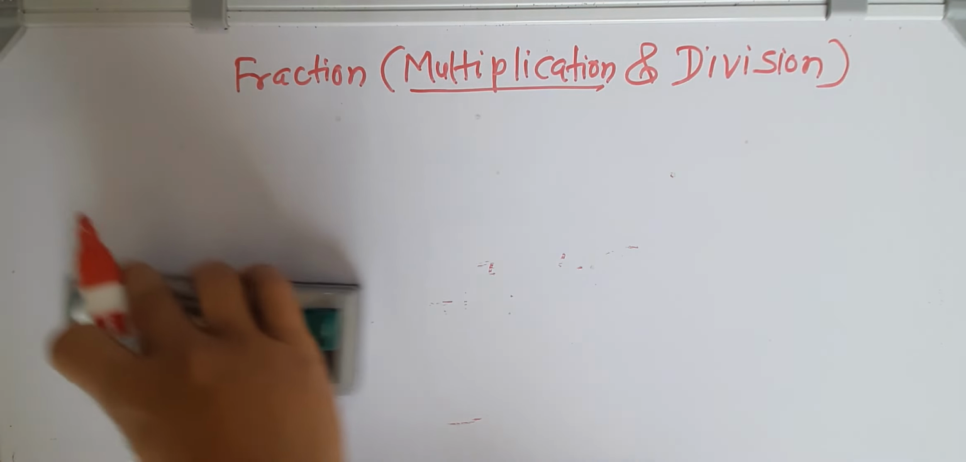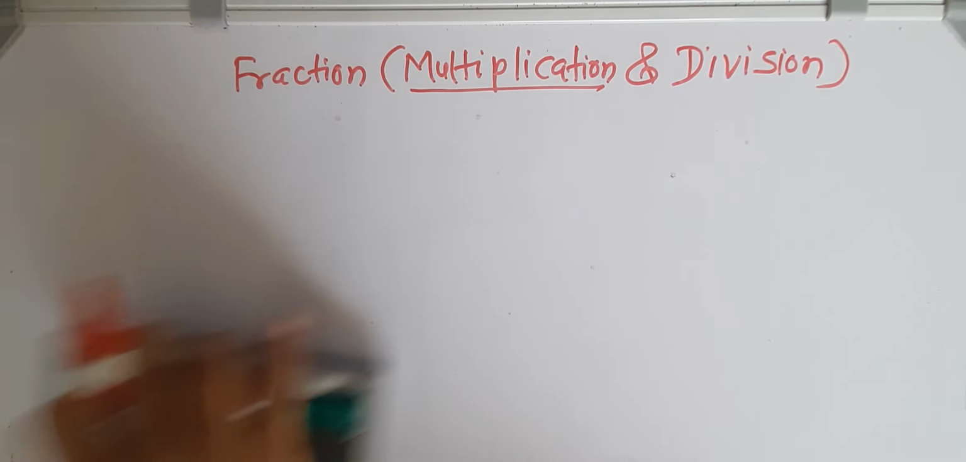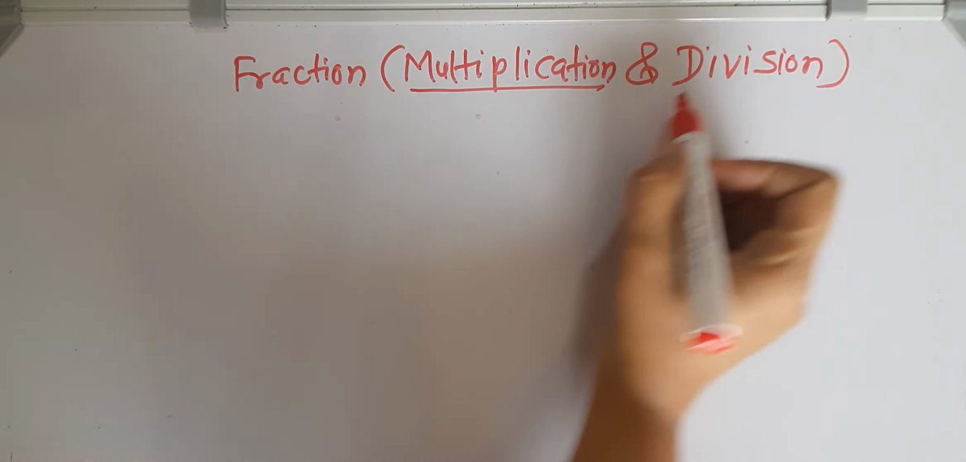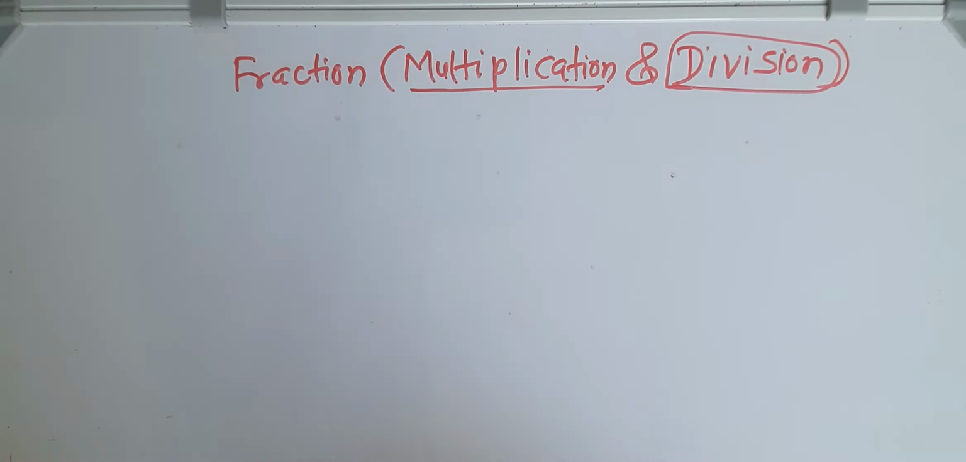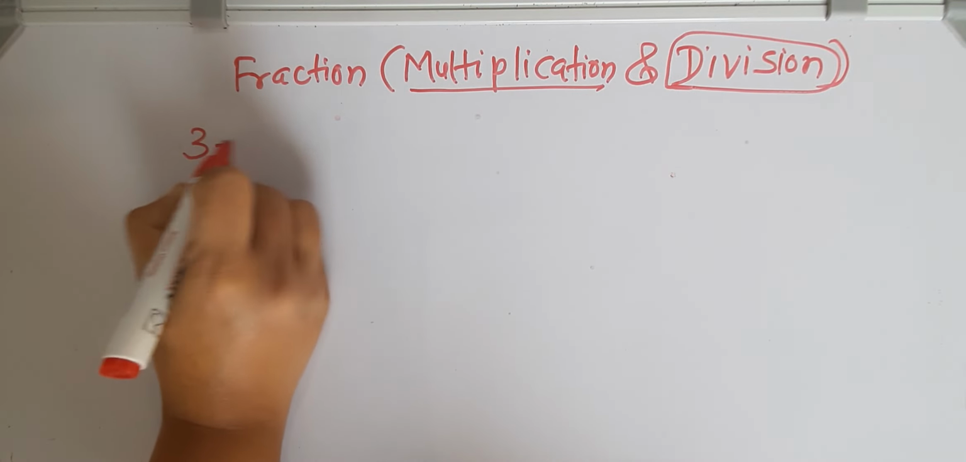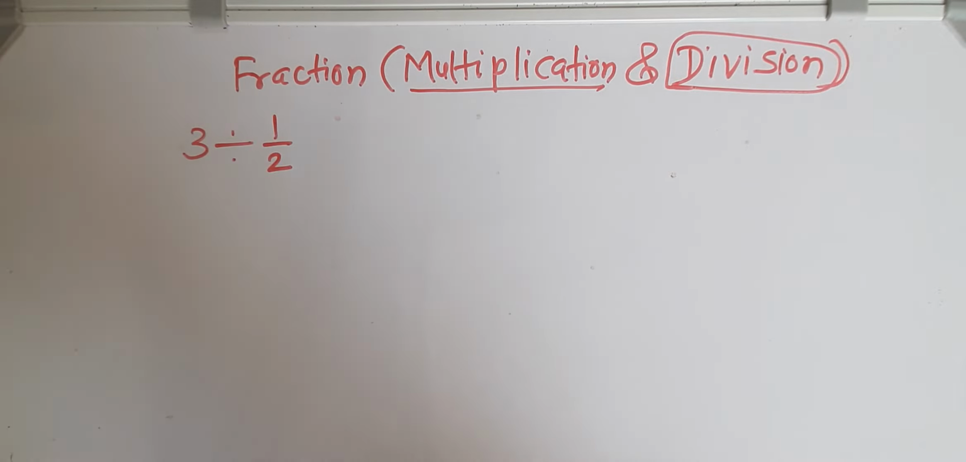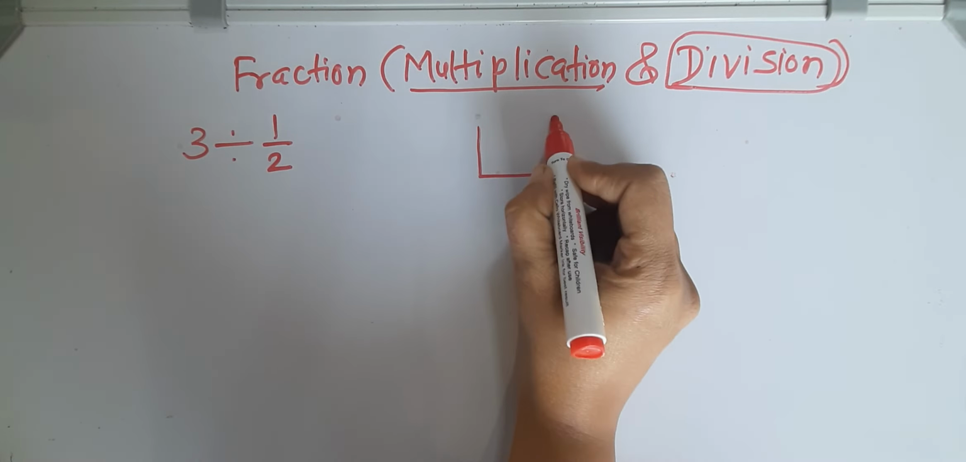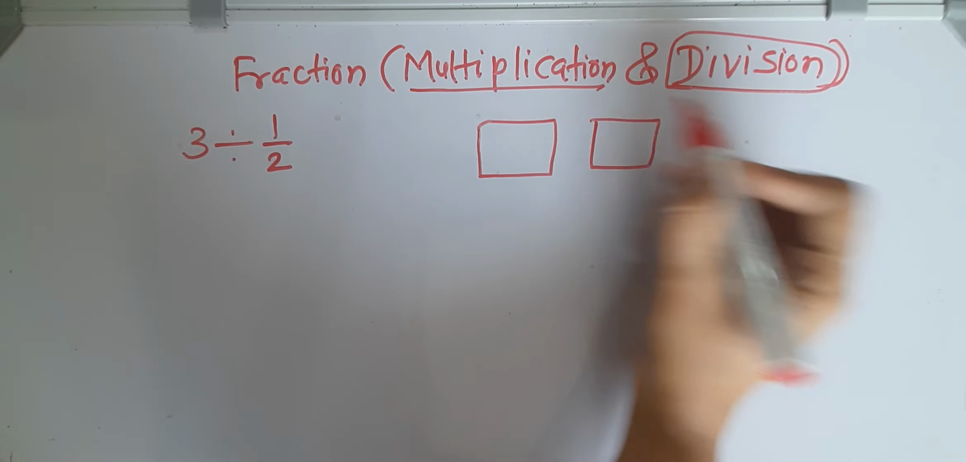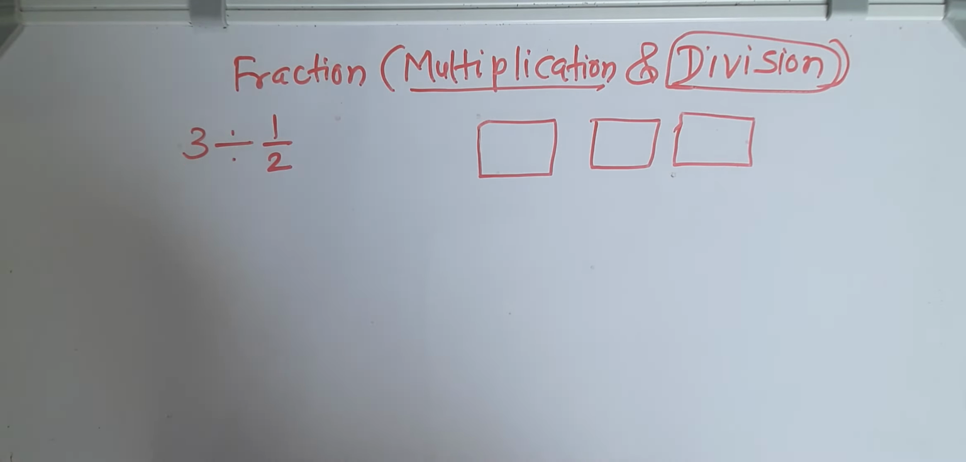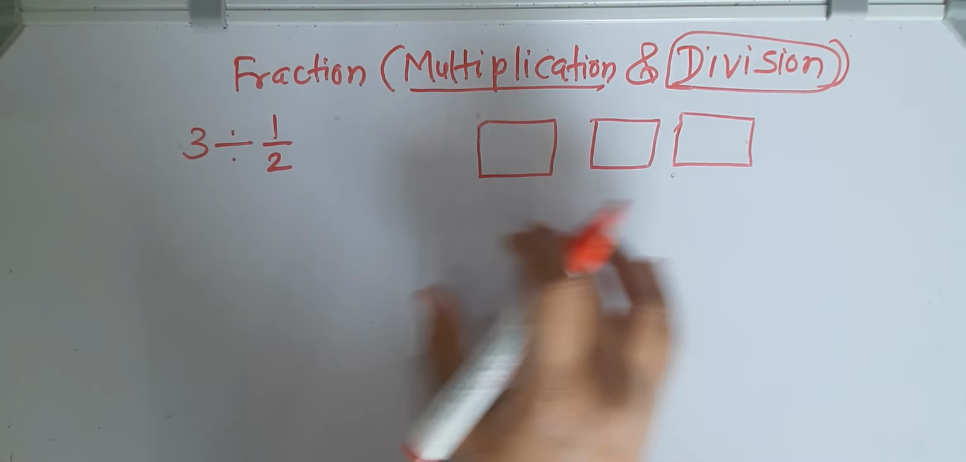Okay, now we'll move to division of fractions. What we have to find out now? Division. Now dividing any number, let's suppose we have been given a fraction value, 3 divided by 1 by 2. Okay, we have 3 divided by 1 by 2. Suppose we have 3 cake pieces here.